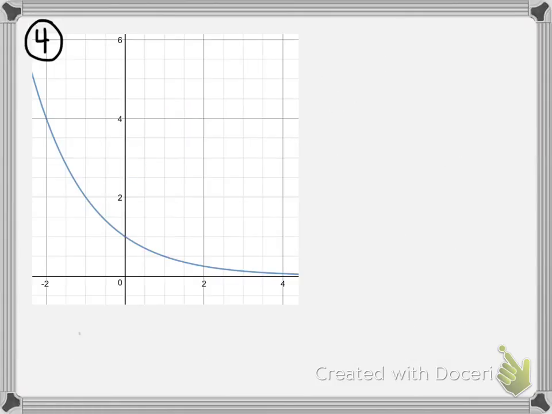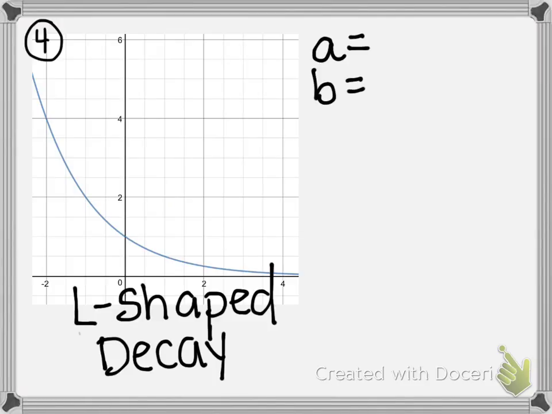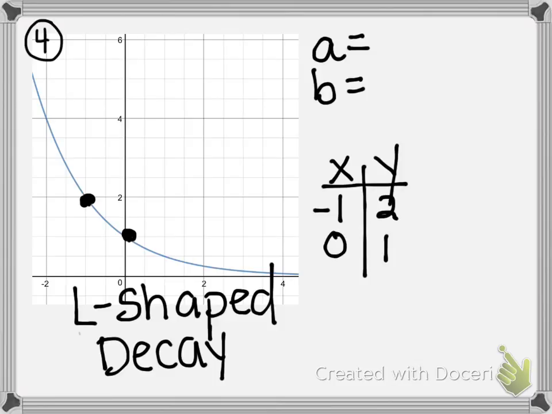All right, number 4, we have another graph, but this one, if you notice, is L-shaped. And since it's L-shaped, that's going to represent decay. We should see that it is going down from left to right. So again, we're going to find perfect points. We're going to make our own table. So from left to right, I see a point at (-1, 2), and I see a point at (0, 1).